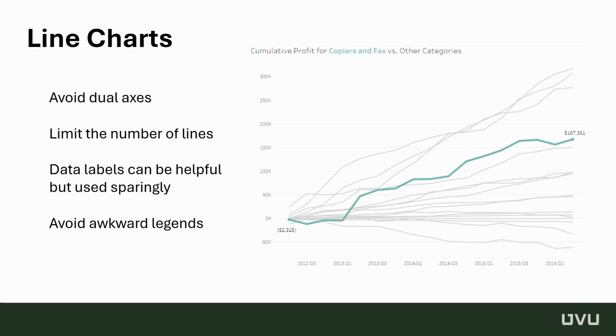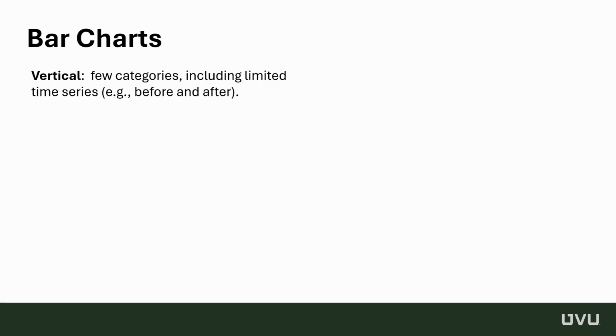Clearly an improvement from the original. Moving on to bar charts, which we said are great to facilitate comparison across groups within a limited time range. Here are a few additional things to consider. First, a word on orientation. Vertical bar charts, which Power BI calls column charts, are good when you're dealing with a limited number of categories.